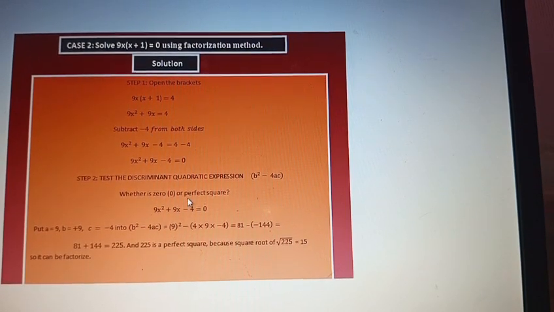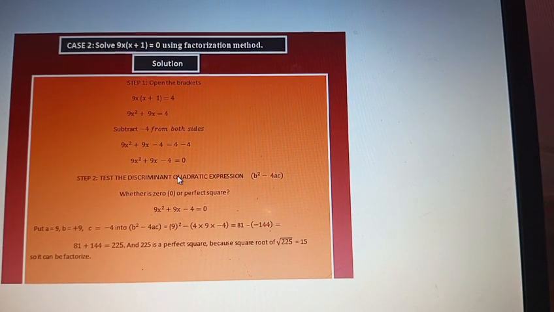For us to get rid of this 4, we subtract 4 from both sides. We now have 9s squared plus 9s minus 4 equals 4 minus 4, and 4 minus 4 is equal to 0. This now becomes our new quadratic equation.